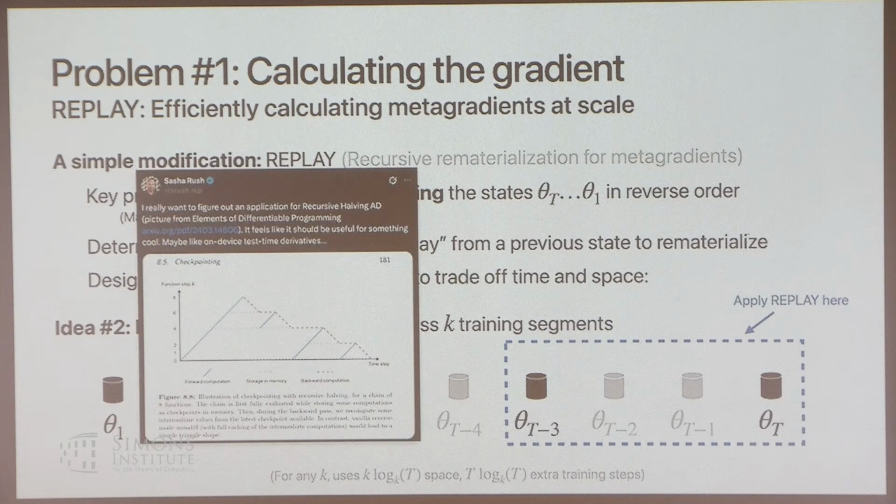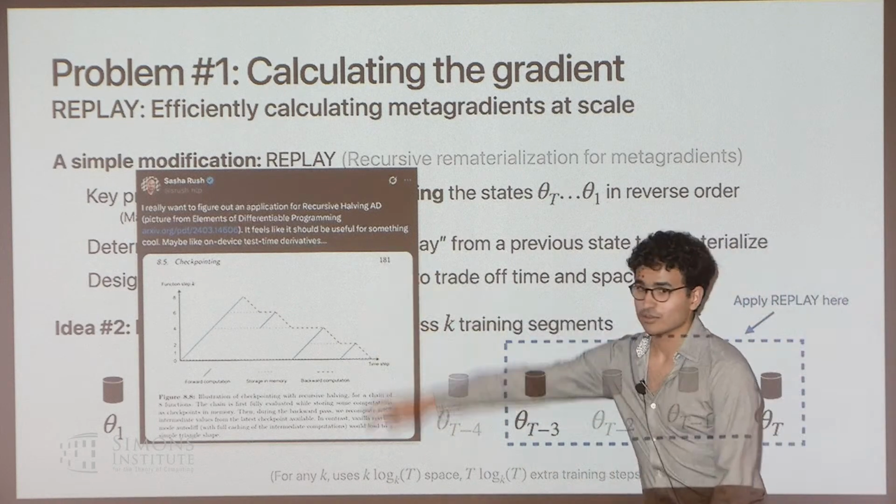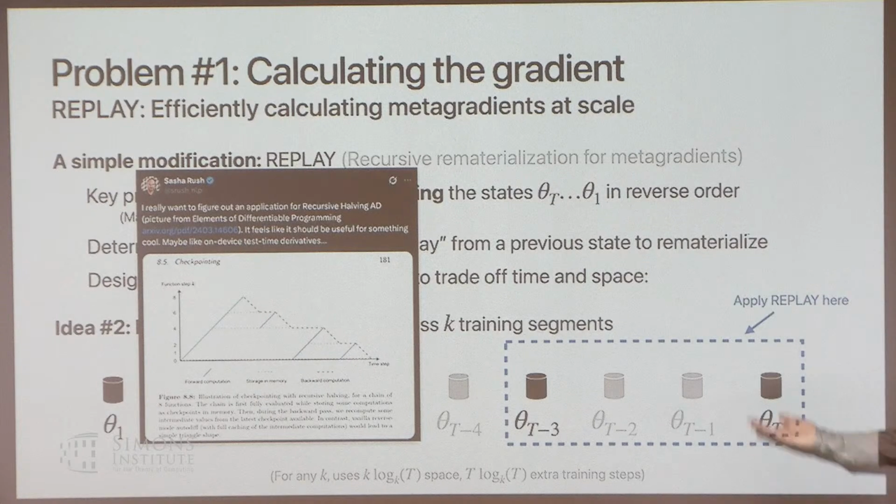And one fun note about this is that this is actually pretty nearly exactly recursive halving AD, which I just ran across this tweet from Sasha 6 months ago and saved it.